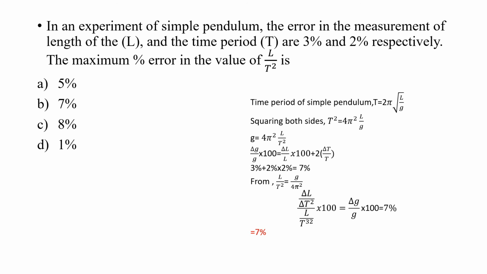I repeat the question: in an experiment of simple pendulum, the error in the measurement of length L and the time period T are 3% and 2% respectively. The maximum percentage error in the value of L by T square is option B, that is 7%.